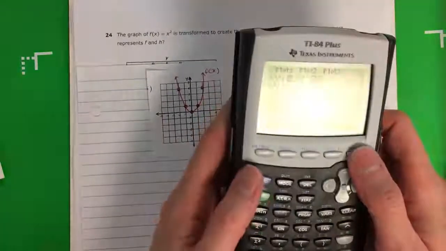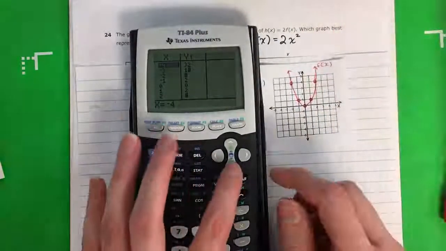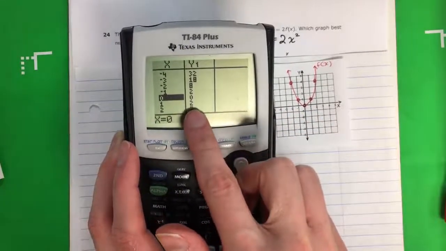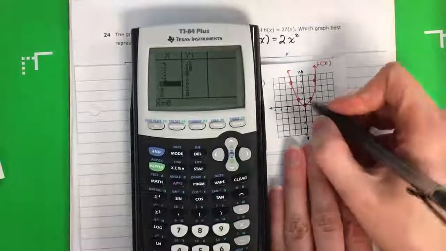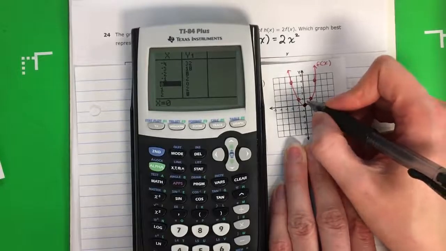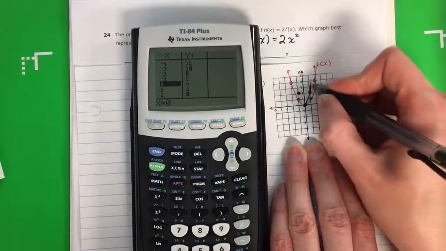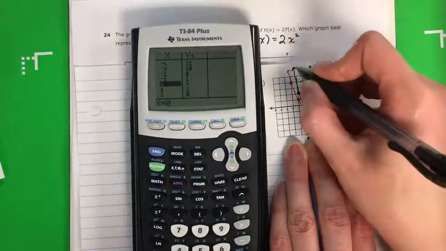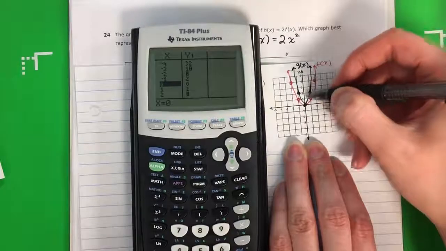Go to the table, and we need to find the vertex. The vertex is at 0, 0. As you can see, there's a 2 up and a 2 down. So I'm going to put the point 0, 0. And I'm going to put 1, 2, and negative 1, 2. And I'm going to make it a little u here. And I'm going to put the name. This is g of x. So it looks like the g is inside of the f, as you can see here.